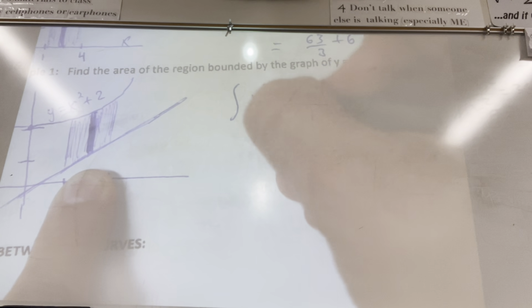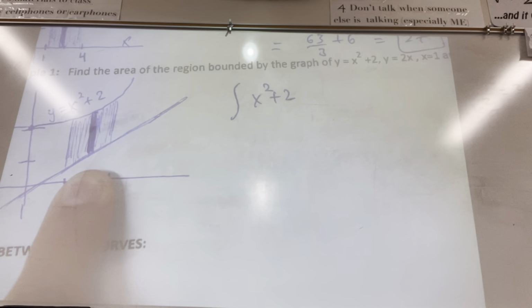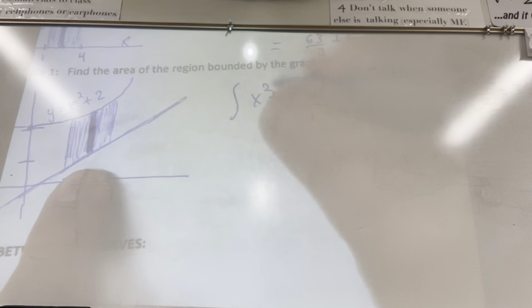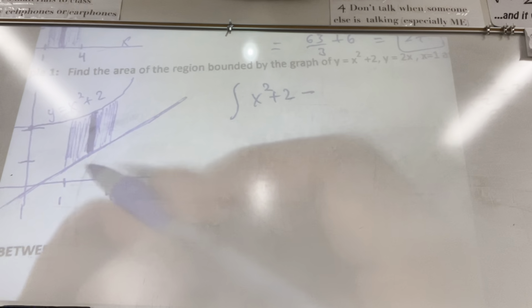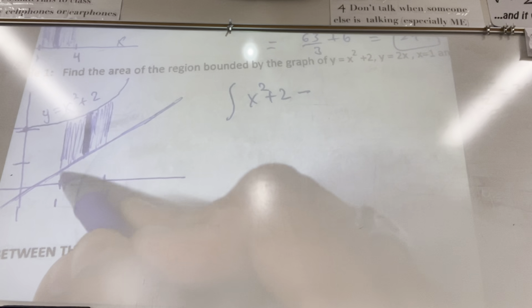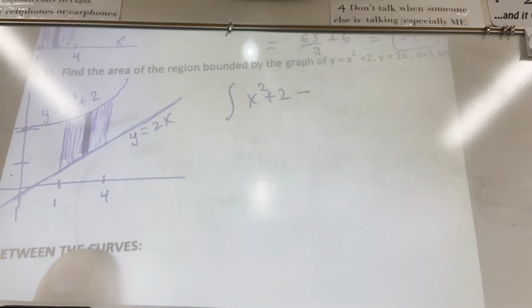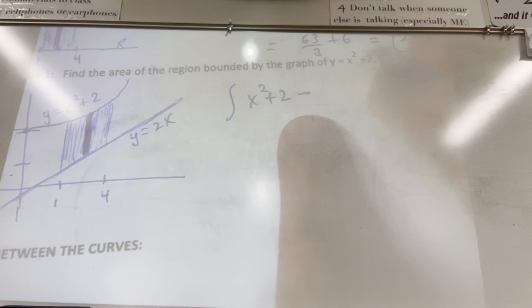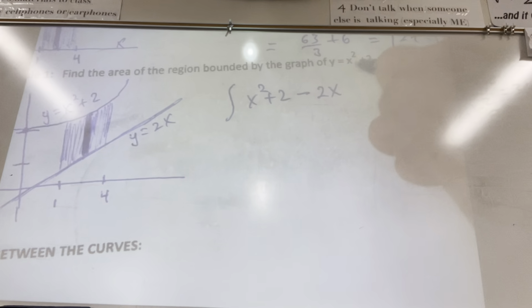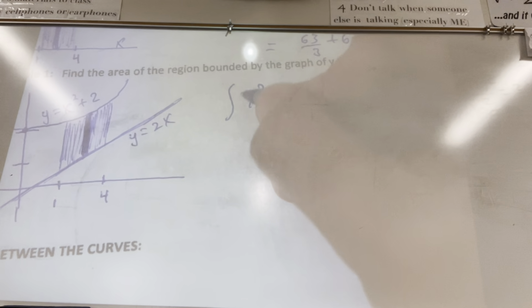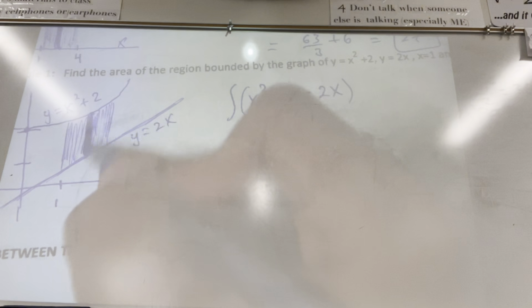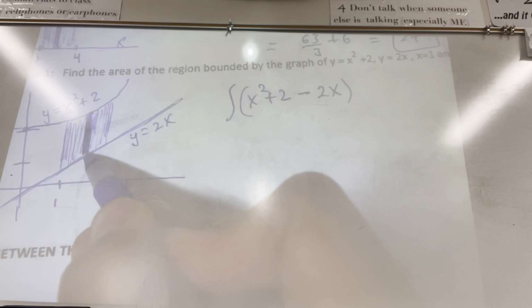So the length of my rectangle is top minus bottom. The top is x squared plus 2 minus the bottom. But the bottom is not all the way to 0. It's this one, which is y equals 2x. It's going to be x squared plus 2 minus 2x. So that's the length of the rectangle. What's the width?